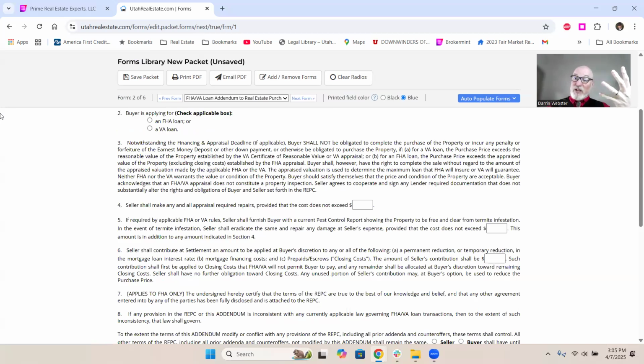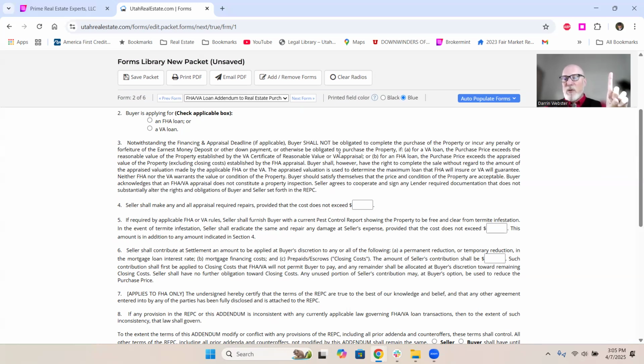The FHA lender or the VA lender may actually send you their own version of this form later to have everyone sign, because their requirement is it can only have what's in the FHA handbook or what's in the VA handbook, and this has both of them mashed together. Understand that may come up, but this is what happens if an appraisal comes in below purchase price, the accepted purchase price.